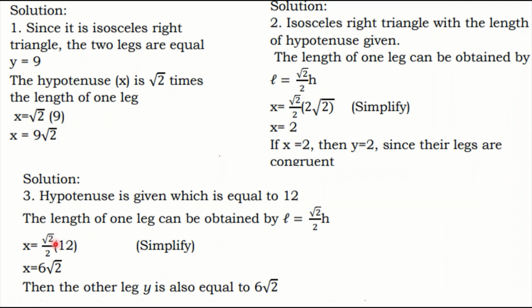Square root of 2 over 2 times 12. Yung magiging sagot. So, simplify lang natin. 12 divided by 2, that is 6. So, therefore, the answer is 6 square root of 2.